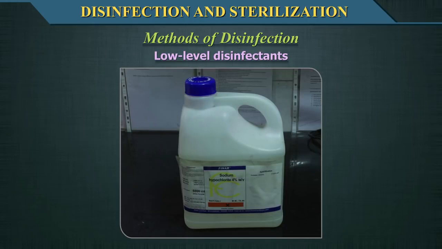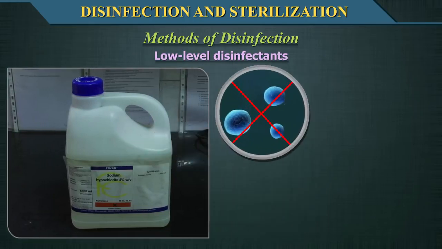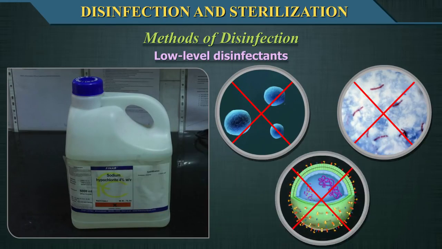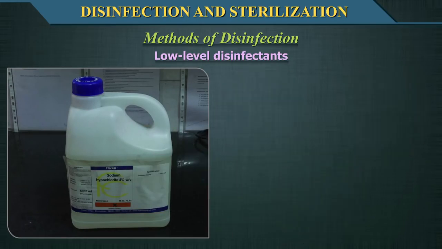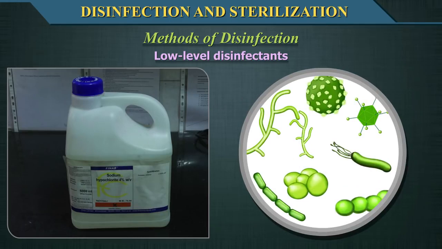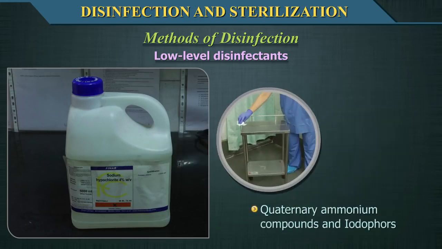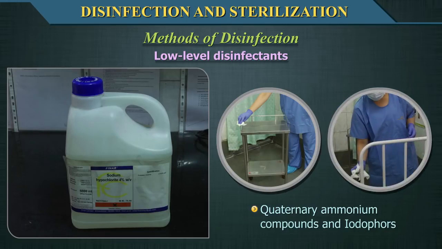Low-level disinfectants are unreliable against bacterial spores, mycobacterium, and small or non-lipid viruses. These can rapidly kill vegetative bacteria, most fungi, and medium-sized or lipid-containing viruses. Non-critical items which do not come in contact with sterile areas or body tissues are acceptable after low-level disinfection, for example, patient's trolley, furniture, etc.